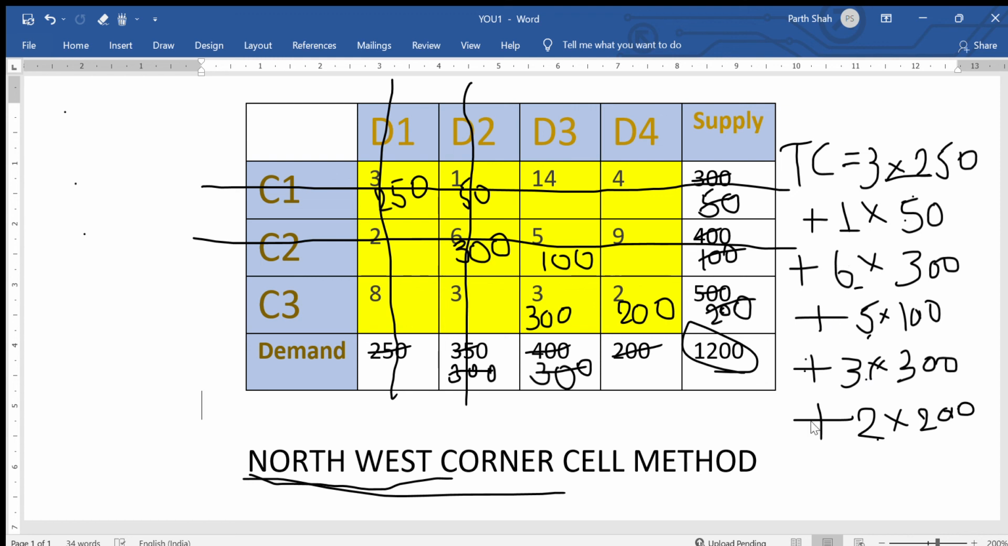Now the total cost: 3 into 250 is 750, 50, 1800, 500, 900, 400. So the total cost is nothing but 4400 rupees. This is the total cost, or you can say the feasible solution for this problem using the northwest corner cell method. We have 4400 rupees as the final price.